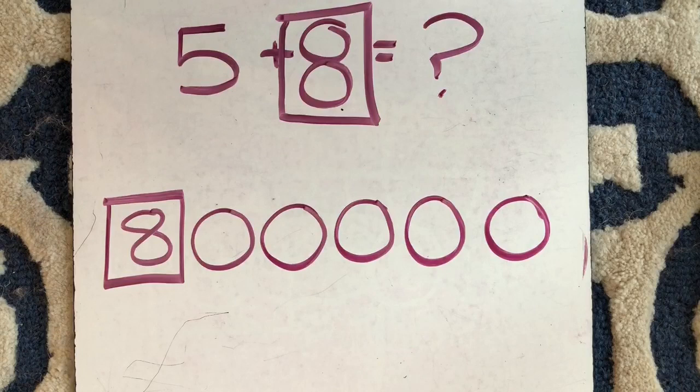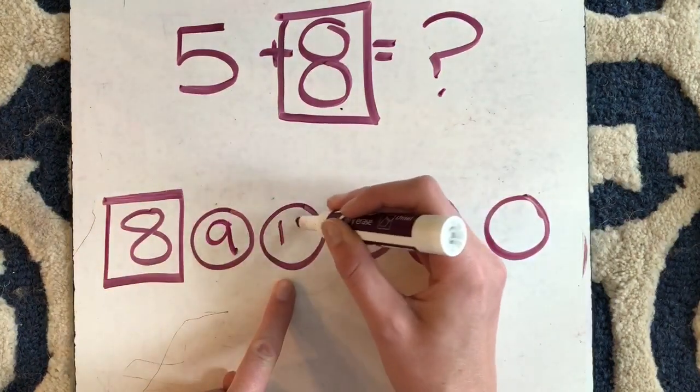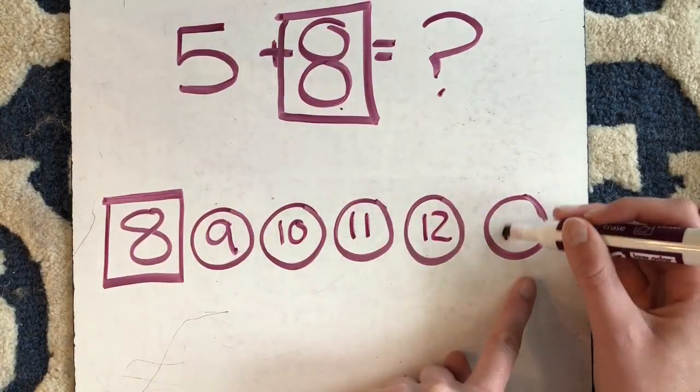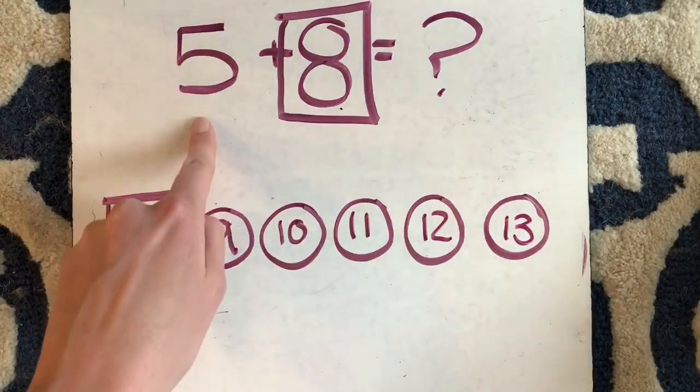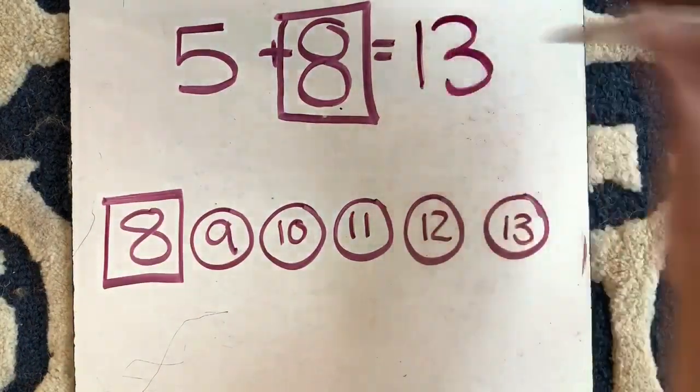Now that I have my circles drawn, it's time to count on from 8 to get my answer. So I start at 8, then the next number is 9, then 10, 11, 12, 13. So 5 plus 8 equals 13.